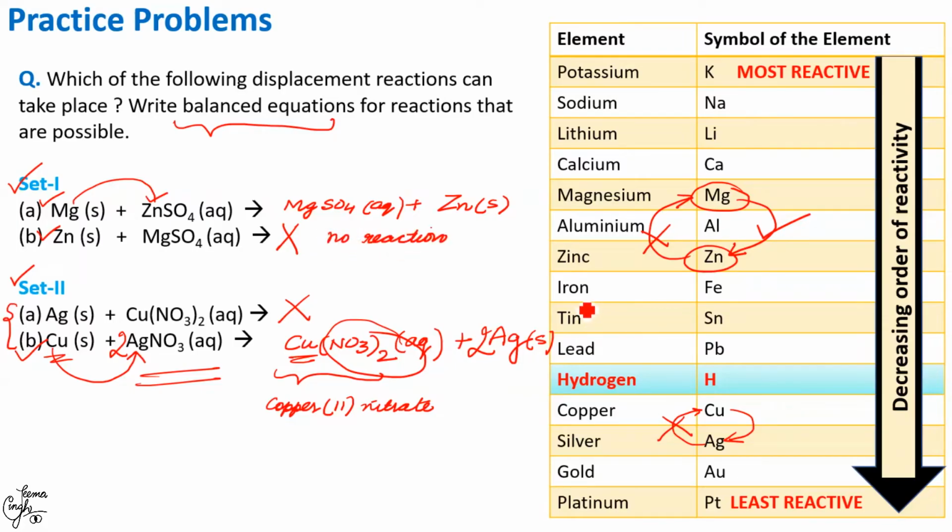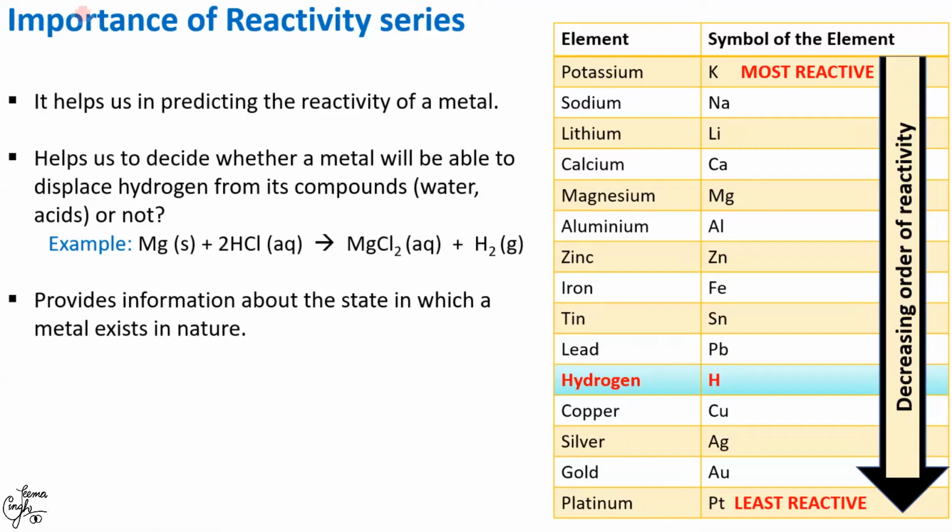Now let us go through a few more points highlighting the importance of the reactivity series. We just learned how the reactivity series helps us to predict whether a metal will be able to displace another metal from its salt solution. That is, it helps in predicting the reactivity of a metal with respect to another metal. For example, if I ask you out of calcium and aluminium, which is more reactive, we'll say calcium is more reactive as compared to aluminium as it occupies a higher slot in the reactivity series.